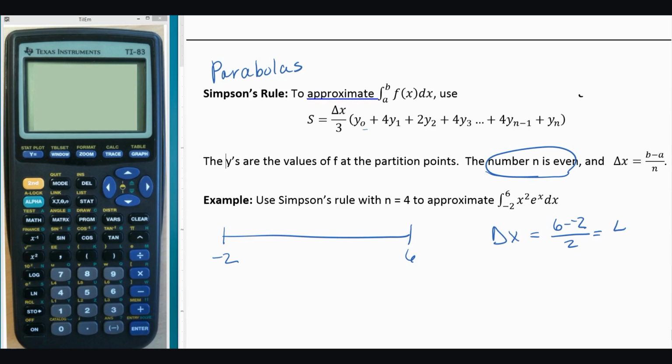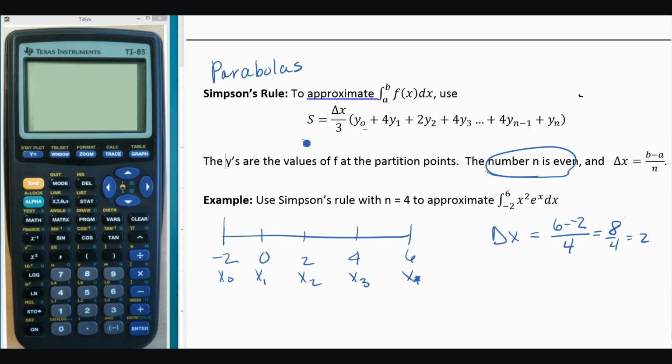So we'd get 8 over n equals 4. So we're going to get 8 over 4, which is 2. So we're going to go by 2's. Okay, so here this is our x0, x1, x2, x3, x4. Those are going to be what we're plugging into our formula.